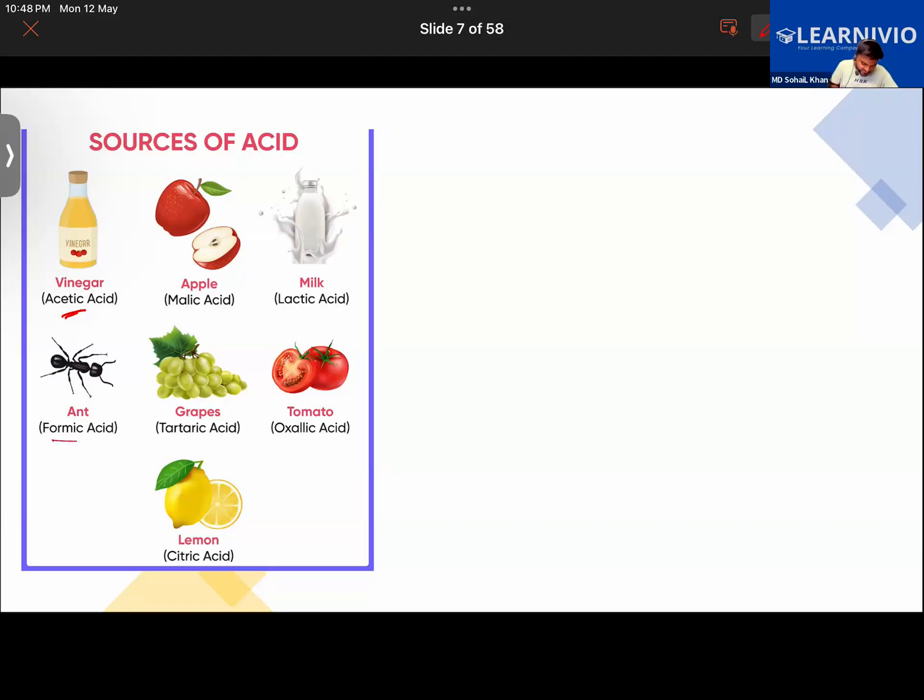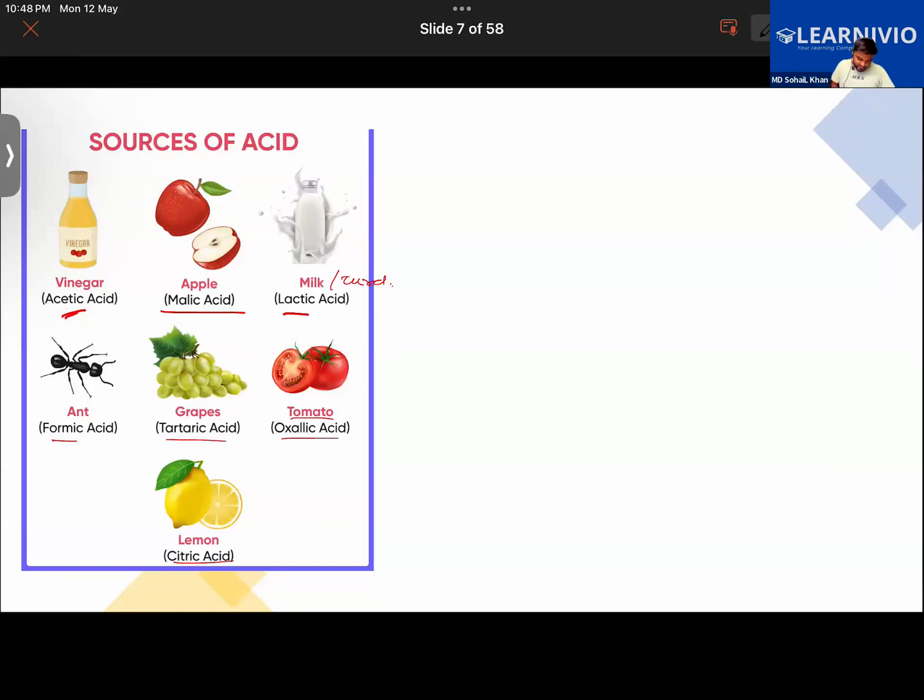So formic acid; grapes contain tartaric acid. Apples also contain acid. That's why they have a sour taste. Milk contains lactic acid. Lemon contains citric acid. Other than milk, curd also contains lactic acid, and tomato contains oxalic acid. So that is the thing.